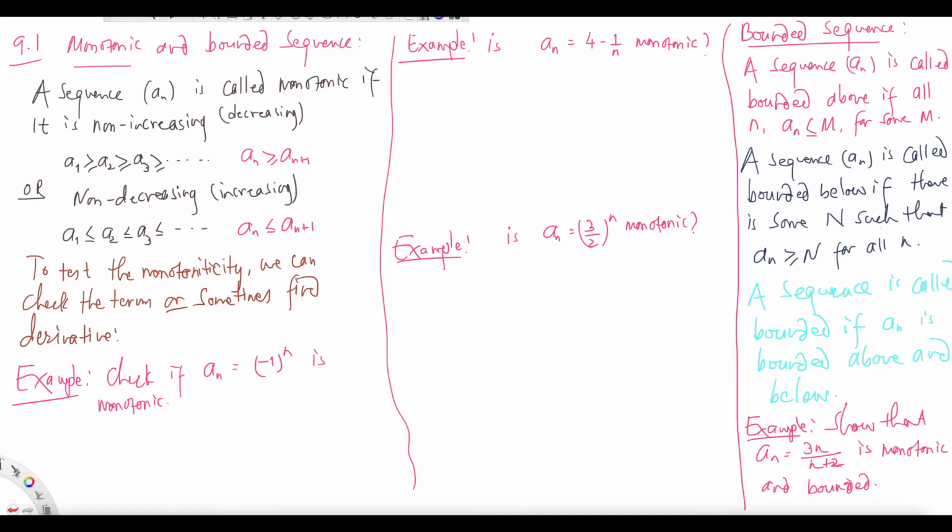And we also discussed the absolute value theorem. The absolute value theorem says that if the absolute value of a sequence converges, then the original sequence also converges, right? That's what it says. Okay.